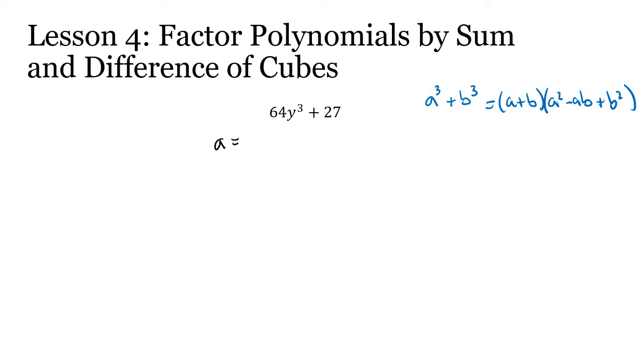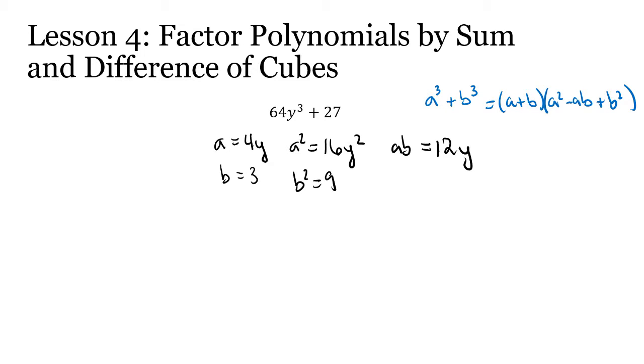My a here is actually going to be 4y, because 4y cubed is 64y cubed. My b is going to be 3, because 3 cubed is 27. Then I need to figure out what is a squared, so I can plug it into the formula. A squared is going to be 16y squared. What is b squared? 3 times 3 is 9. And then what is a times b? A times b is going to be 12y.